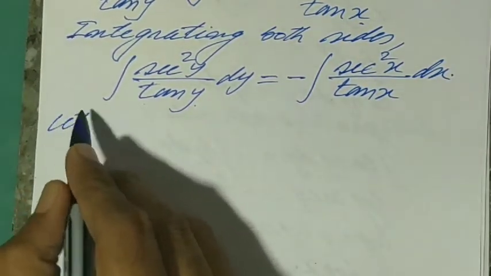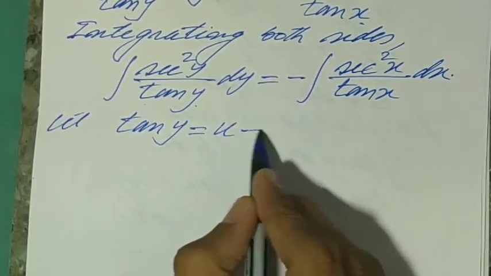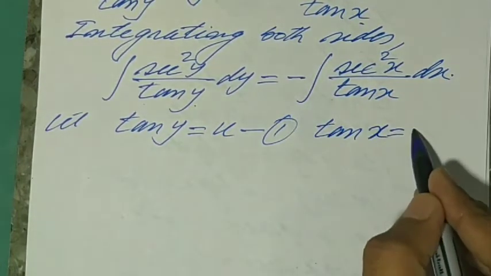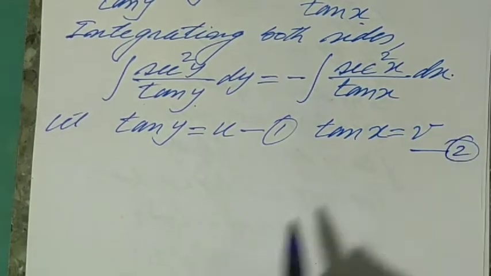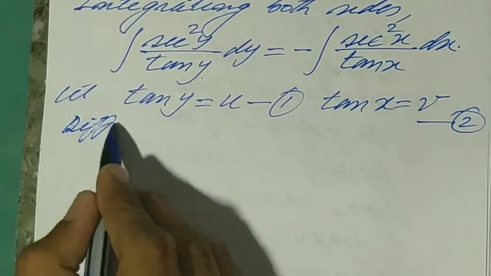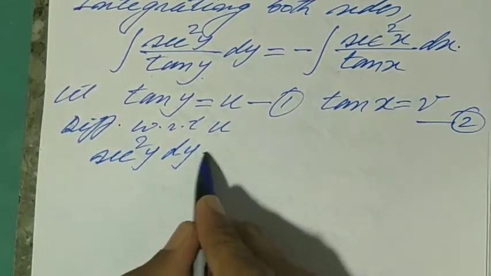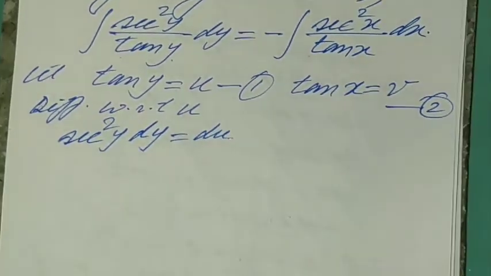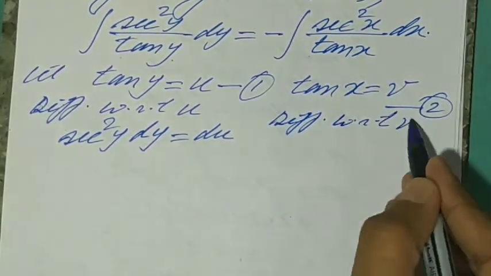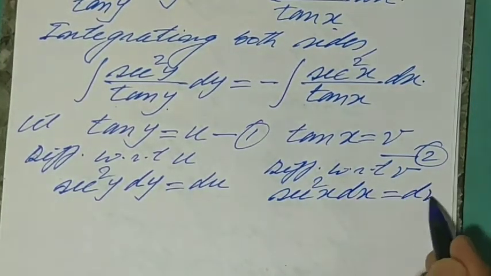So we have to assume tan y as u, let it be equation number 1, and tan x is equal to v, let it be equation number 2. Now first we have to differentiate equation number 1 with respect to u. We get sec square y dy is equal to du, and differentiating equation number 2 with respect to v, we get sec square x dx is equal to dv.